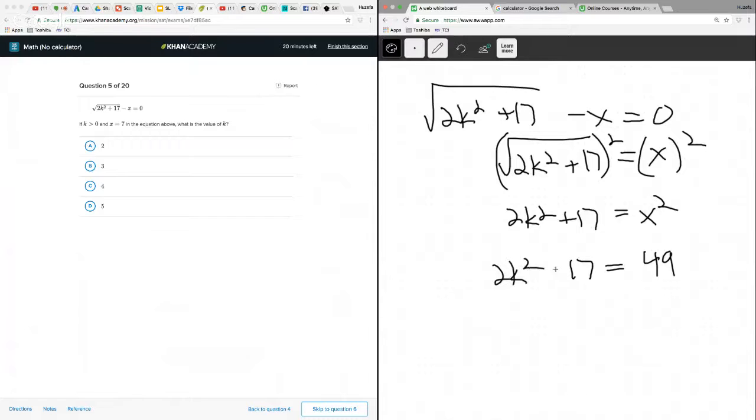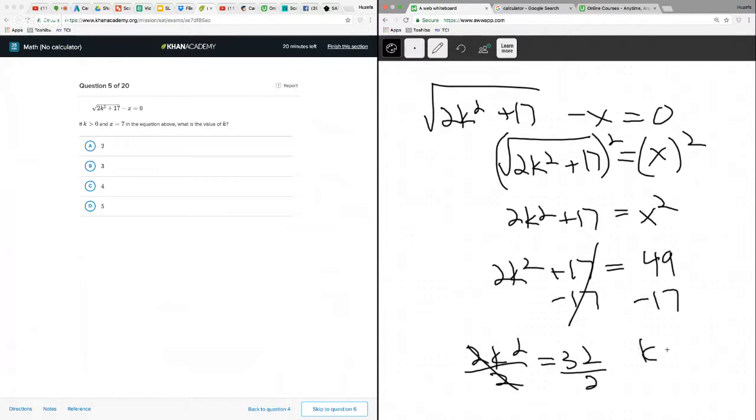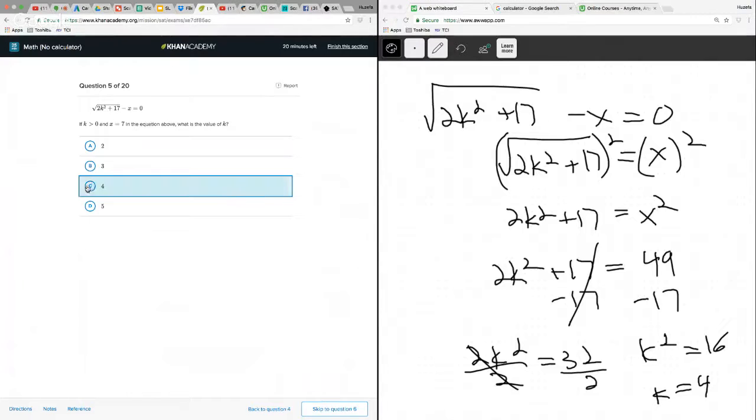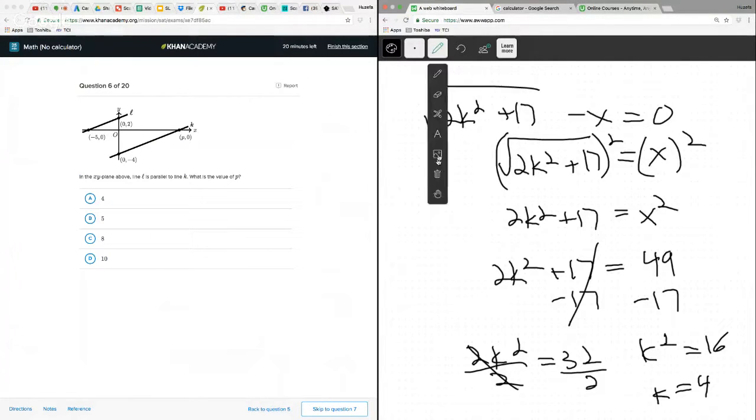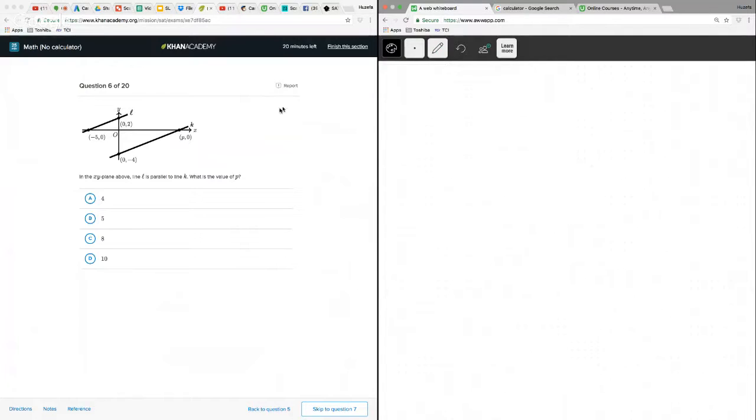2k squared. Let's subtract 17, subtract 17. So we get 2k squared equals 32. Again, this is no calculator, so you got to be at least decent with your mental math. 32 divided by 2 is 16. K squared equals 16. K equals square root of 16, which is 4. And that is our answer. It's actually technically plus or minus 4, but they asked for k to be greater than 0.